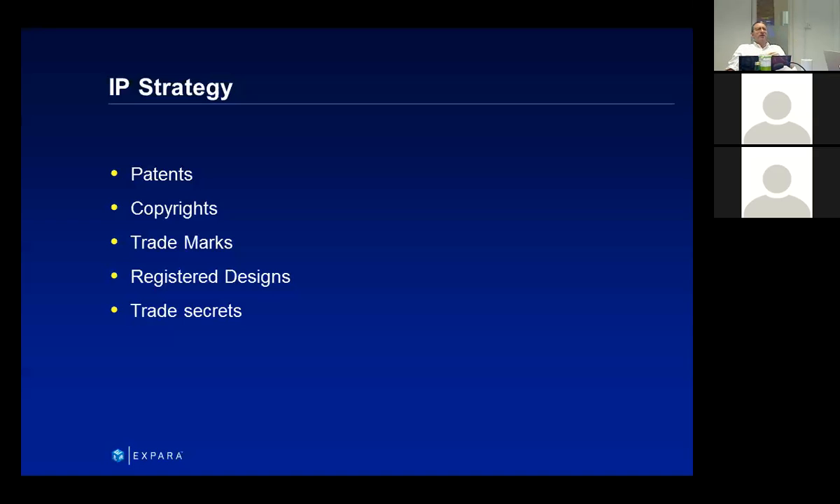Now, okay, one issue that comes up around this point fairly frequently is non-disclosure agreements for investors. Yeah. So should we require investors to sign non-disclosure agreements?